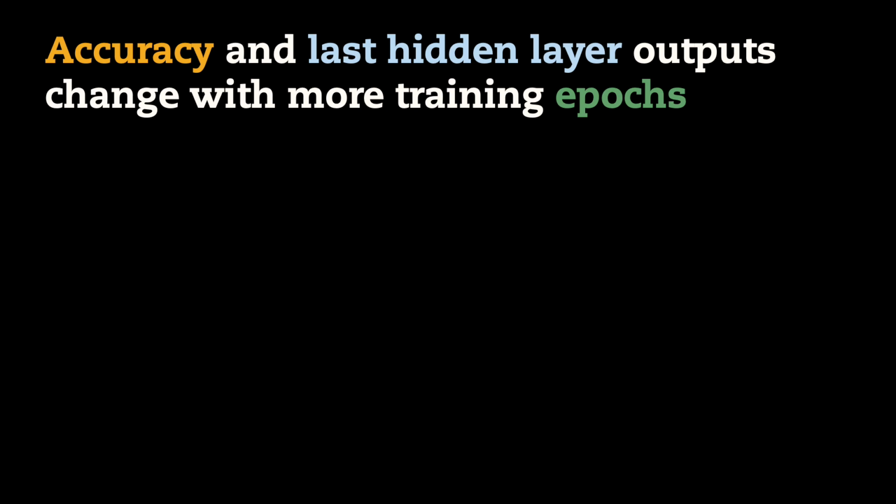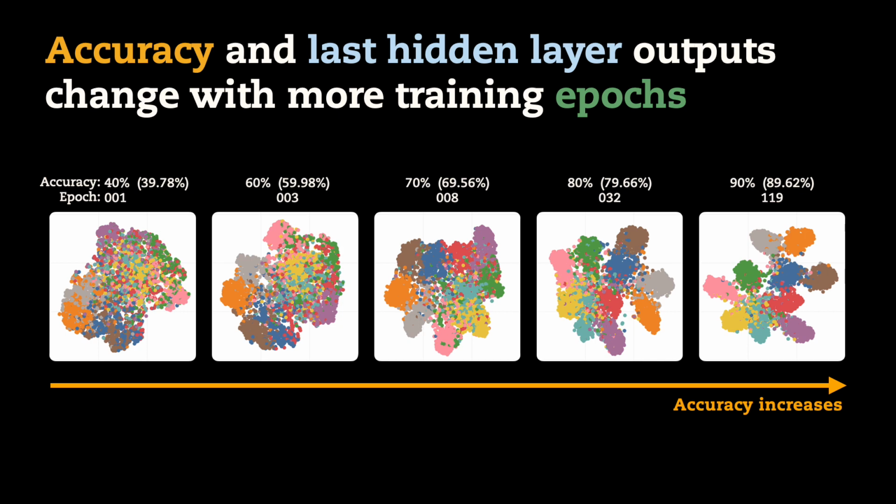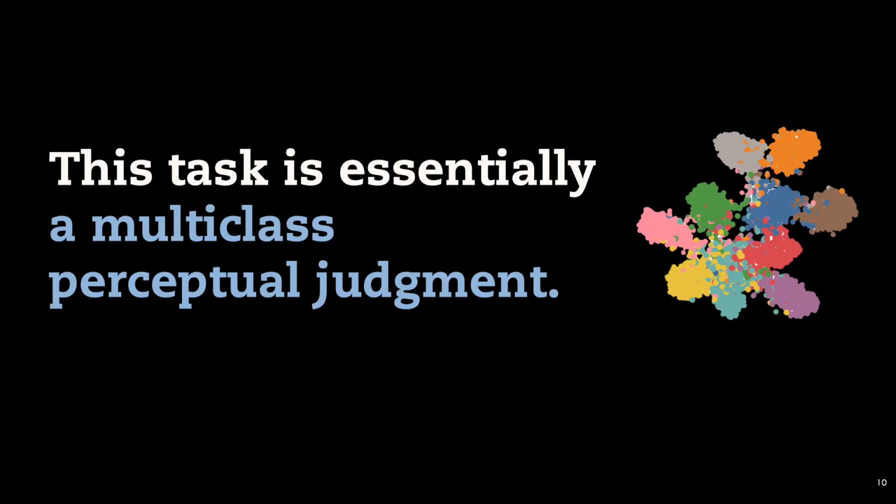So I will show you an example of how the last hidden layer output changes with classification accuracy. As we train the network, the classification accuracy increases, and the clusters in the last hidden layer output become more and more salient. Classification accuracy reflects the neural network's performance. Their task is essentially a multi-class perceptual judgment. It happens when the model designer tries to identify misclassified instances to improve or debug a model.